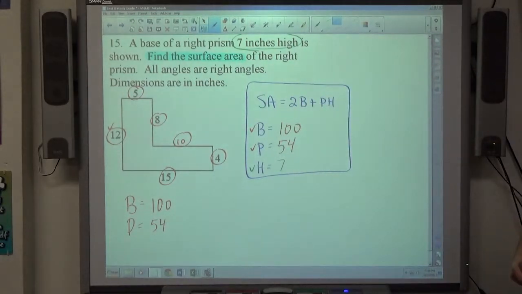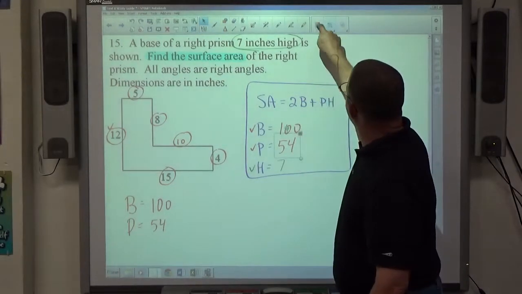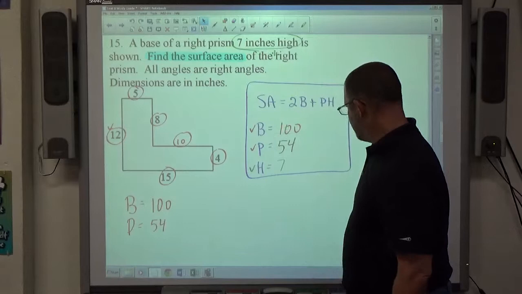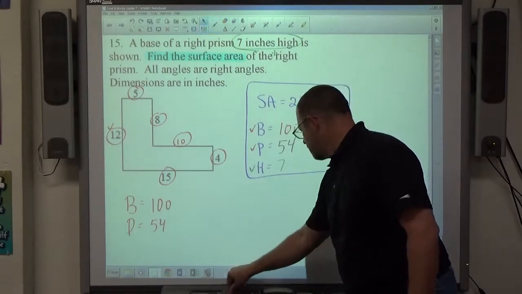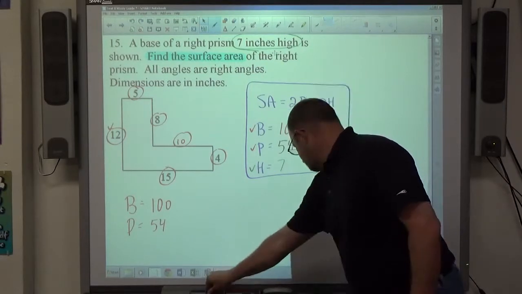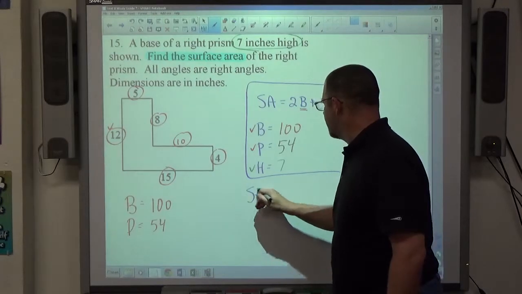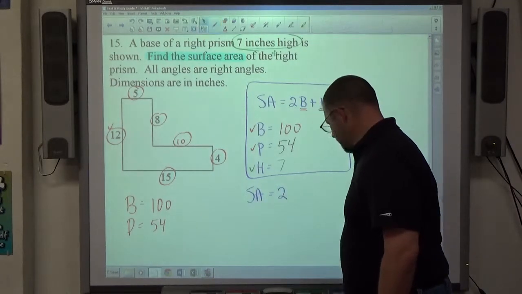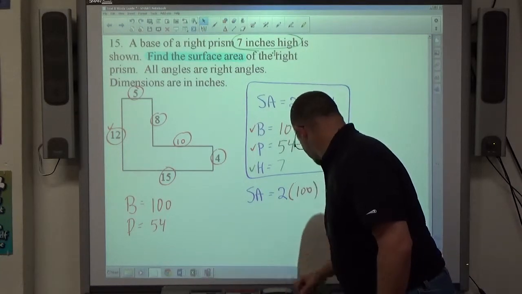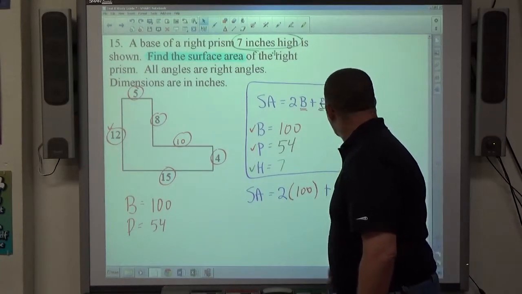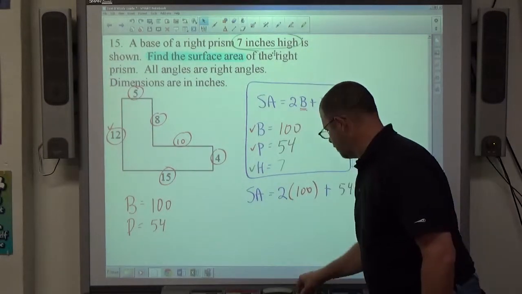Just like that, I've established the values of B, P, and H. And this right here tells me exactly what I need to do to B, P, and H in order to find the surface area. So I'm supposed to do 2 times B plus P times H. If I write that out exactly as it's written, surface area equals 2 times B, so 2 times 100, plus P, which is 54, times H, which is 7.